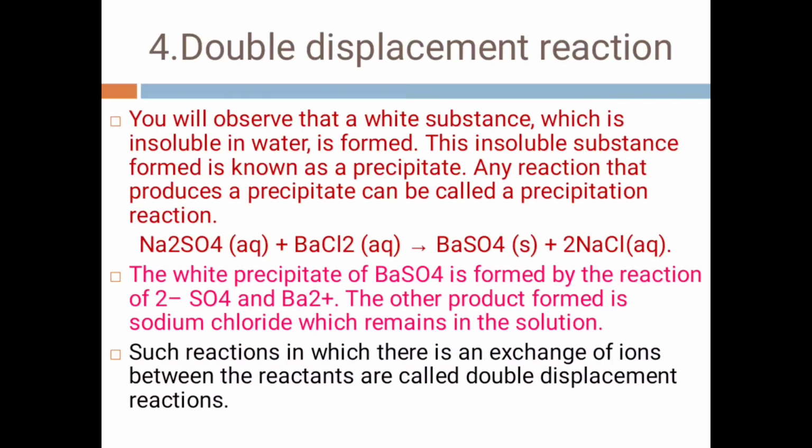Here there's a white precipitate of BaSO4 that is formed, and it is formed by the reaction between two ions in the reactants. One is SO4 2 minus and one is Ba2 plus, and the product NaCl, which is formed, will remain in the solution. Okay, such a reaction in which there is an exchange of ions between the reactants is called a double displacement reaction. So this is what a double displacement reaction is. Here there will be exchange of ions between the reactants.